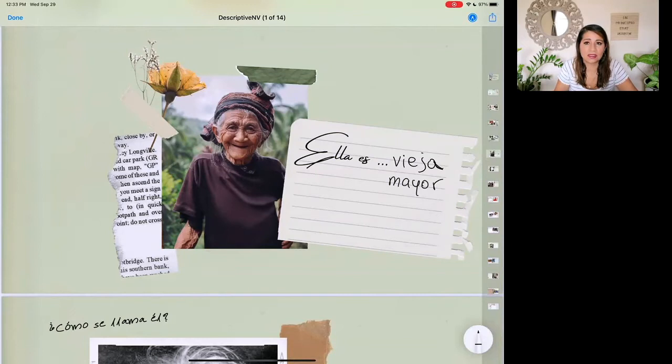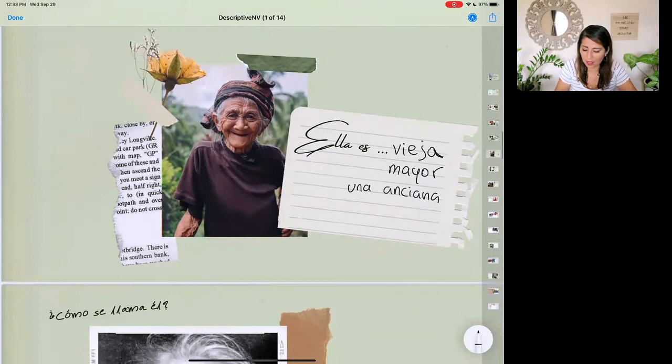You could also say ella es una anciana. Anciana, una anciana. That means an older lady. Think of the word ancient, somebody older, una anciana. Okay. Another word we could use is una viejita, like a little old lady, una viejita. Ita translates to like little old lady. Or even una abuelita, like a little grandma. Abuelita. O una abuela, a grandma. Okay.